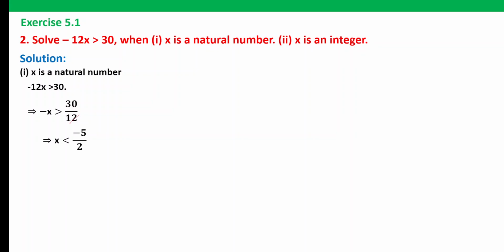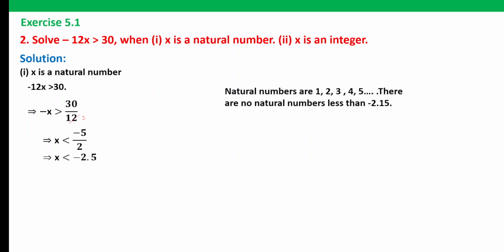But here we can factorize this one. 6 2s are 12, 6 5s are 30. So minus 5 by 2. So x is less than minus 5 by 2, which in decimal is minus 2.5. Therefore x is less than minus 2.5. But we know that natural numbers are from 1 to infinity. So there are no natural numbers less than minus 2.5, because negative numbers are not applicable for natural numbers. Therefore, there is no solution for this inequation.